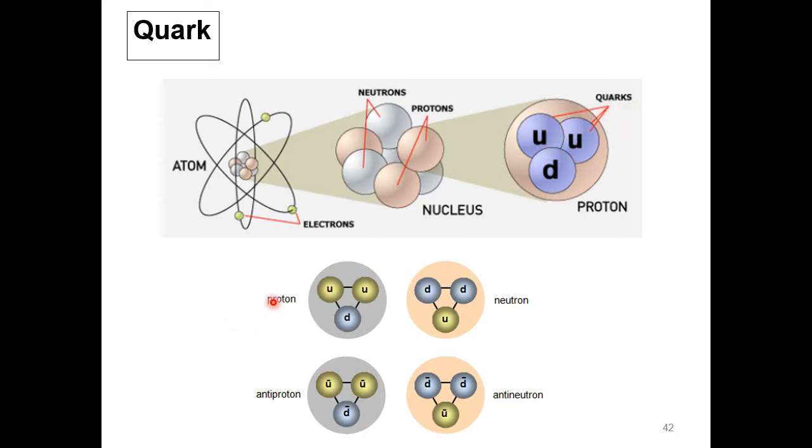A neutron has 2 down quarks and 1 up quark, while an antiproton has 2 u bar and 1 d bar quark. However, an antineutron has 2 d bar quarks plus 1 u bar quark.